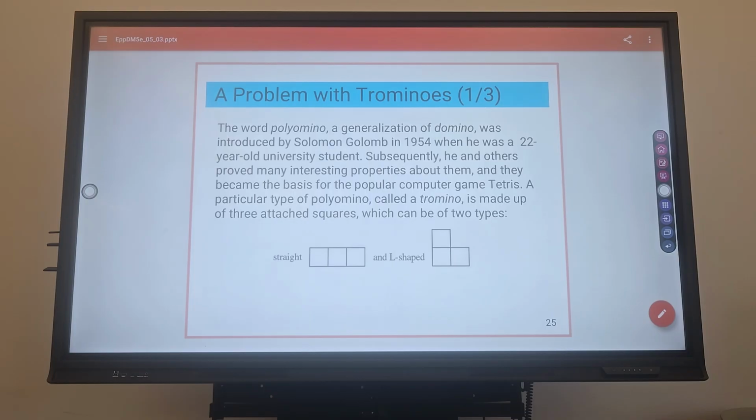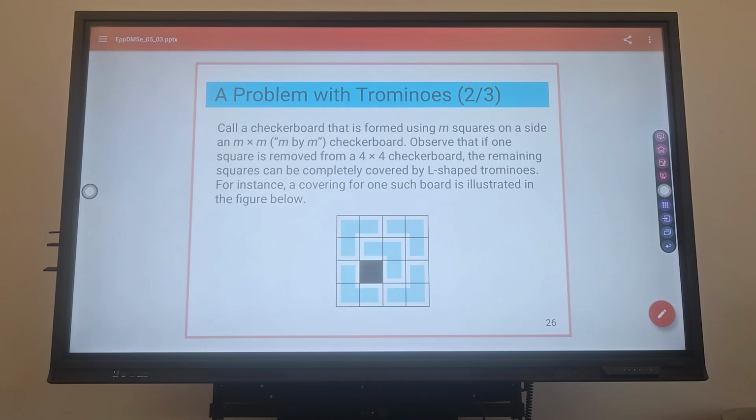The ones we are using here are called tromonos, which are 3 attached squares, which can be of 2 types, straight and L-shaped. Call a checkerboard that is formed using m squares on a side an m by m checkerboard. Observe that if one square is removed from a 4 by 4 square checkerboard, the remaining squares can be completely covered by L-shaped tromonos. For instance, a covering for one such board is illustrated in the figure here.